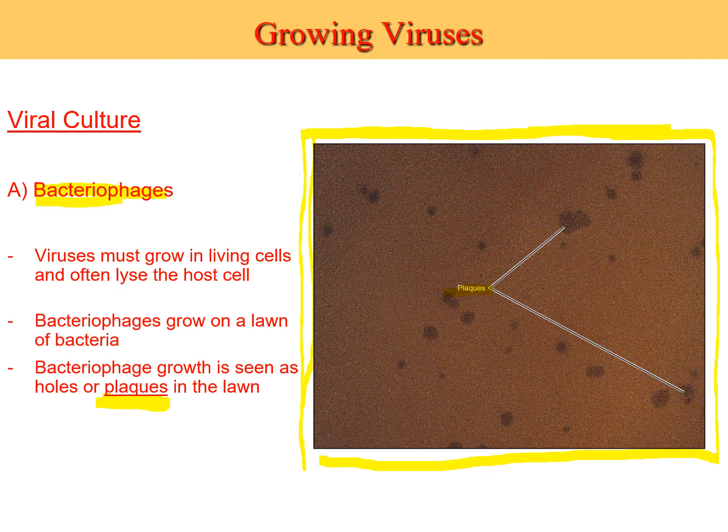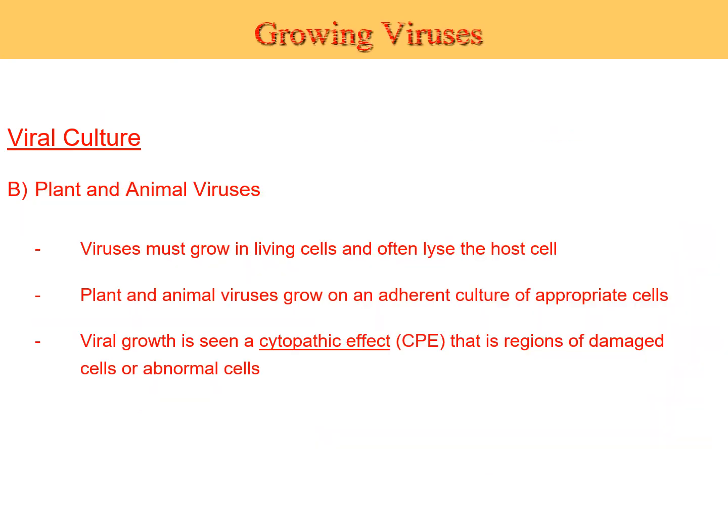That's for bacteriophages, and they're easily seen. It's a little more subtle for other types of viruses that infect plants or animals. They grow in living cells and often, but not always, lyse the host cell. If it lyses the host cell, then you can see it. But often there isn't a lysis, but there's what's called a cytopathic effect. So you see damaged or abnormal cells rather than lysed cells. Lysed cells are easy to spot because there's going to be a hole in the culture.